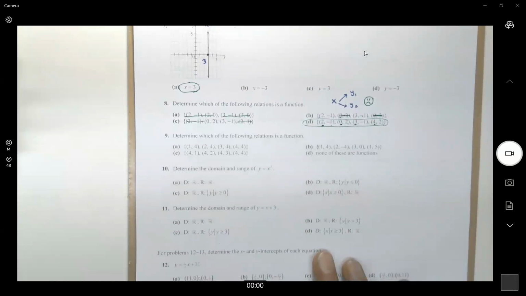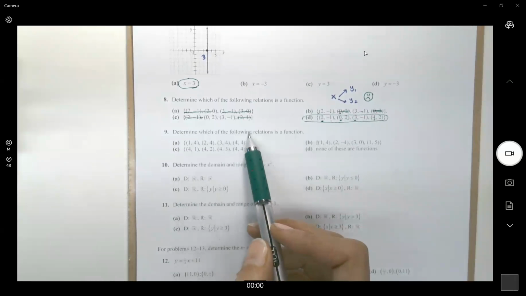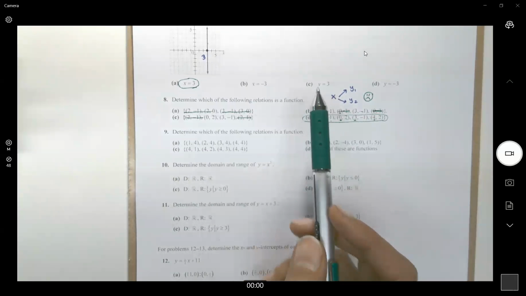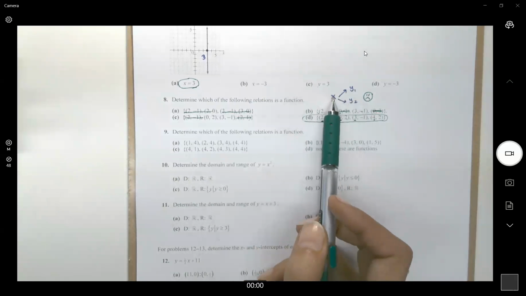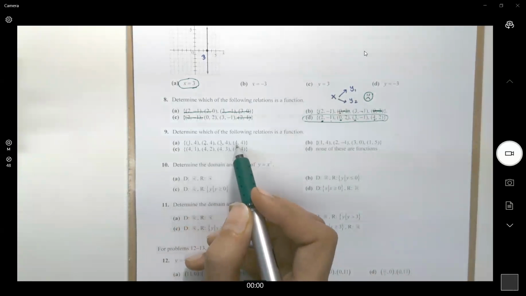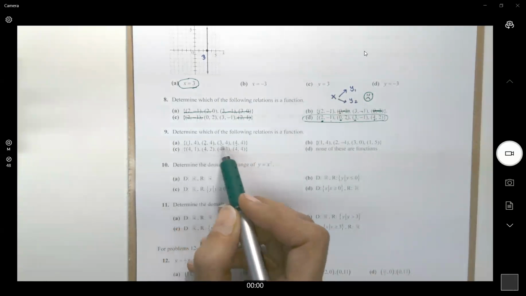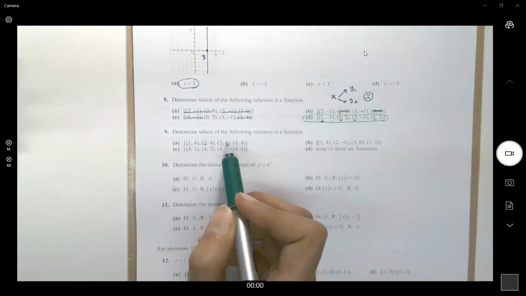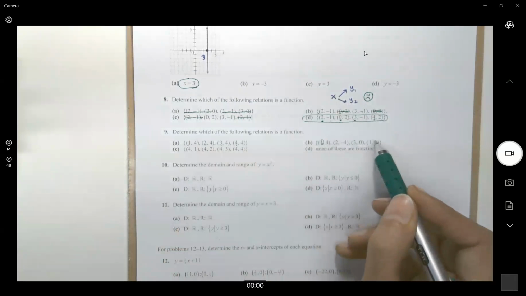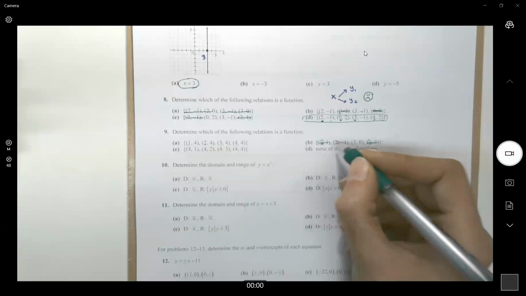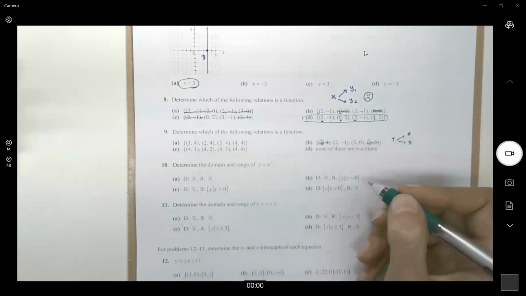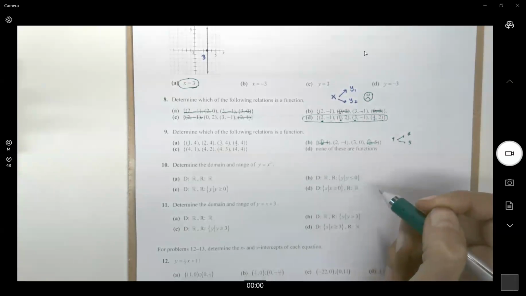What about 9? For 9, determine which of the following relations is a function. Again, you're looking for the ones that only have one y value for each x. 1 is unique, 2, 3, and 4. It seems to be the function for me, but let me check the rest of them. Here I have 1 and 1, so this cannot be a function. It means that 1 is associated to 4 and 5. It doesn't pass the vertical line test.